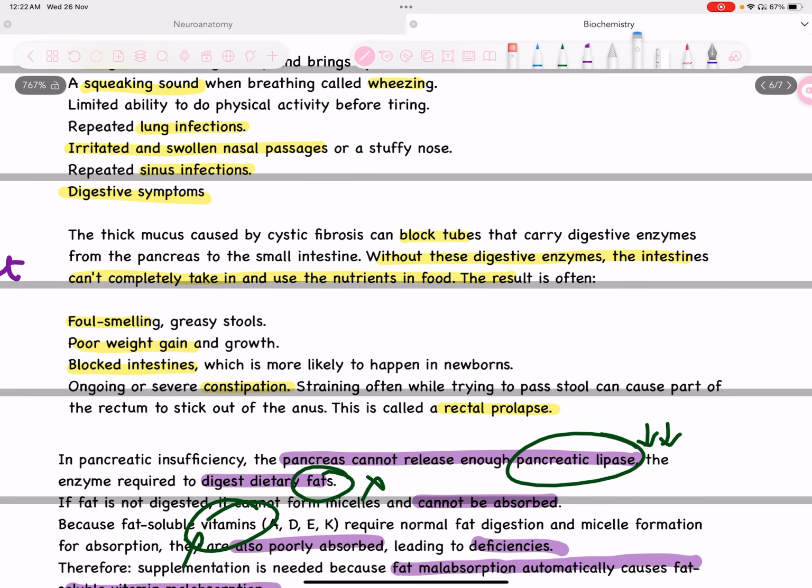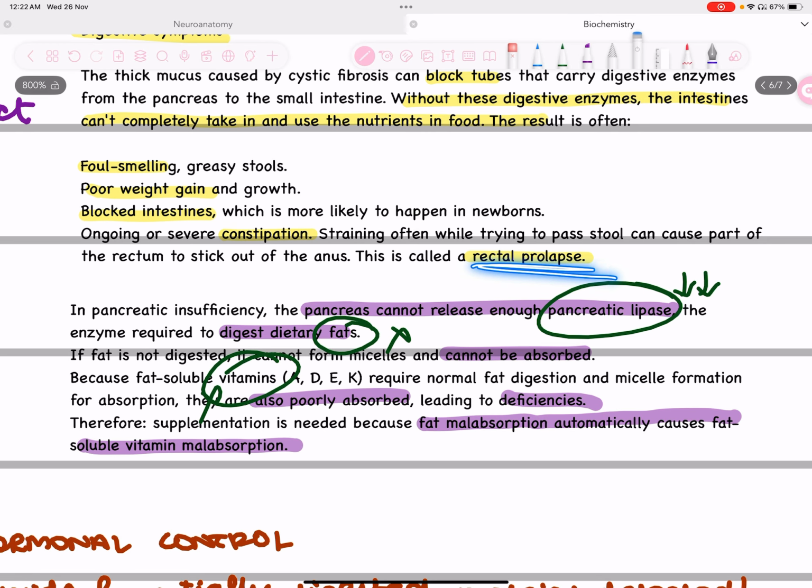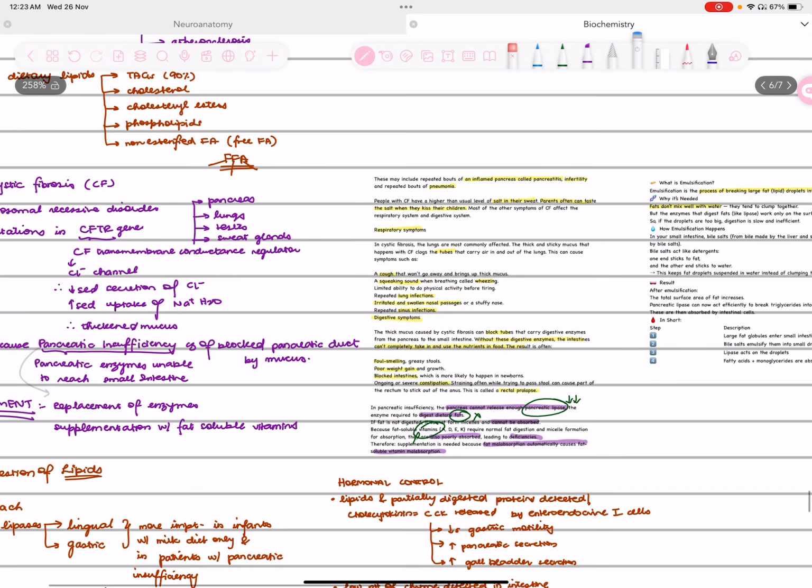This will result in foul smelling greasy stools, right? So this is very important that foul smelling greasy stools will be there. There'll be poor weight gain and growth. There'll be blocked intestines, and there'll be constipation, and there'll be rectal prolapse, because obviously that person will be sitting on the commode or in the toilet trying very hard and straining in order to pass the stool, and they'll be unable to do that. So as a result of constipation, they'll also develop rectal prolapse.